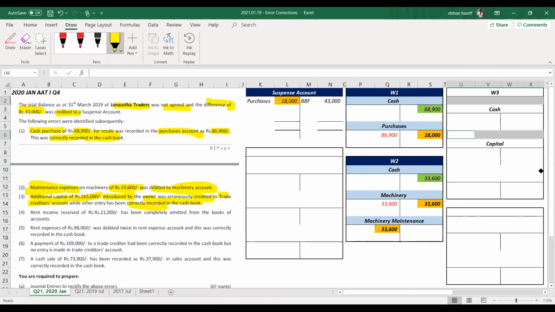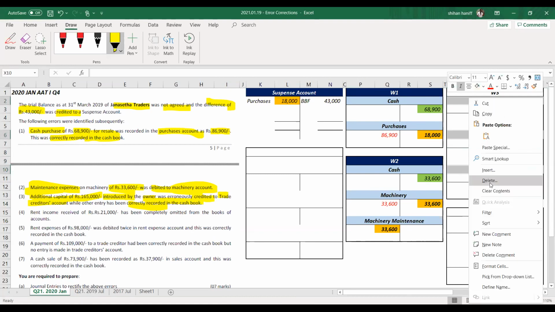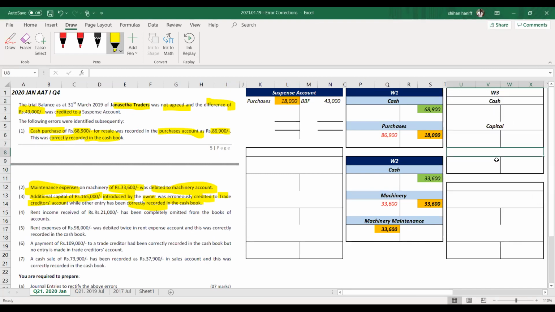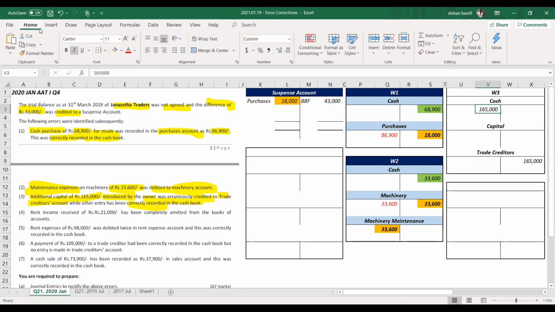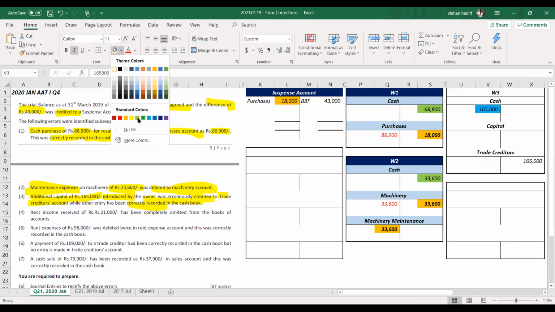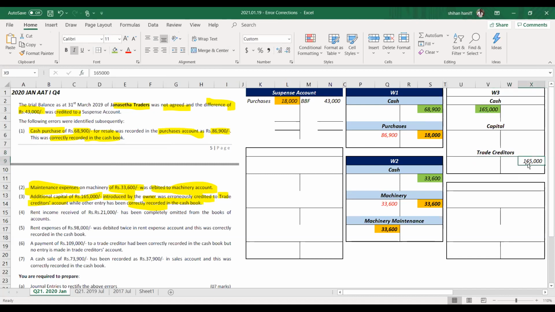Right. But what they have done is, cash account is correct. Erroneously credited to trade creditors account. So trade creditors account is credit 165,000 and cash account was debited 165,000. So this was the entry. Cash is correct, so nothing to do with cash. But creditor's account is wrong.